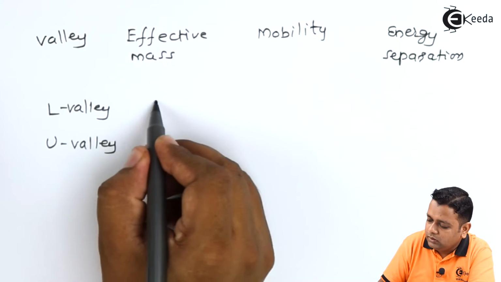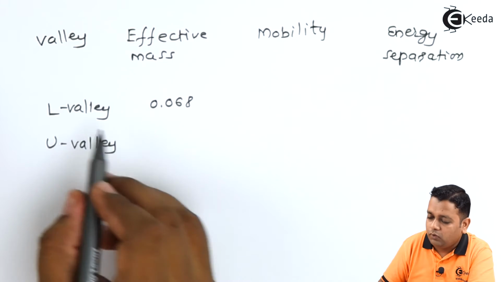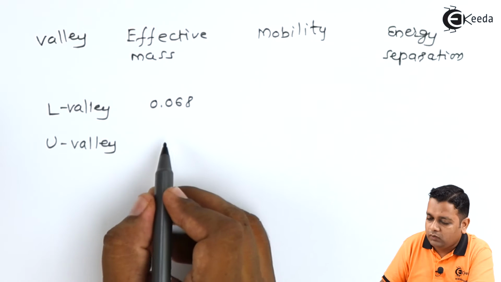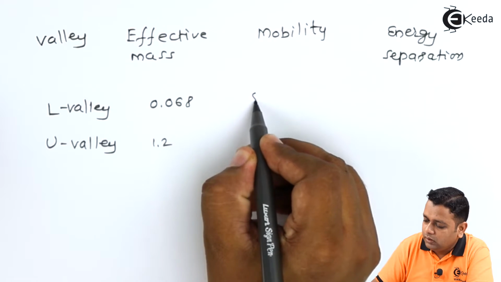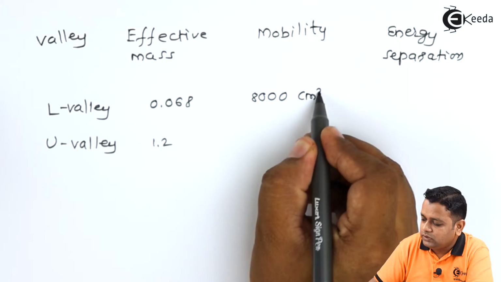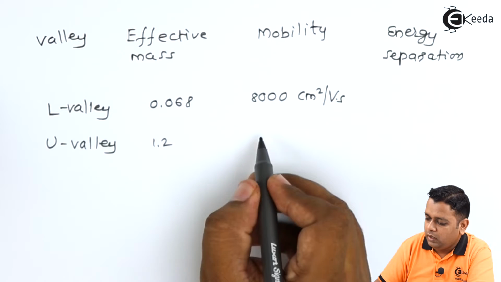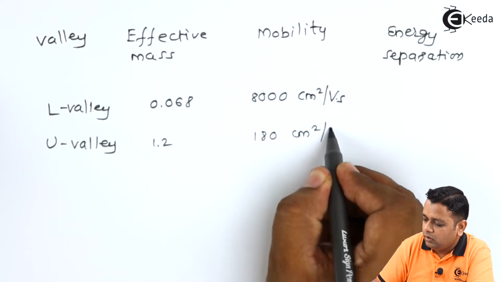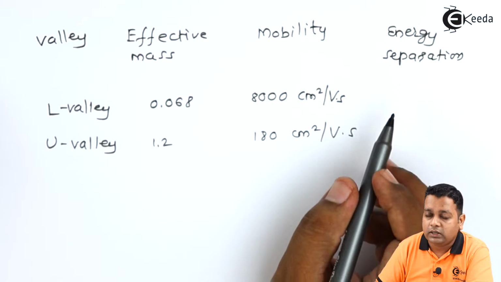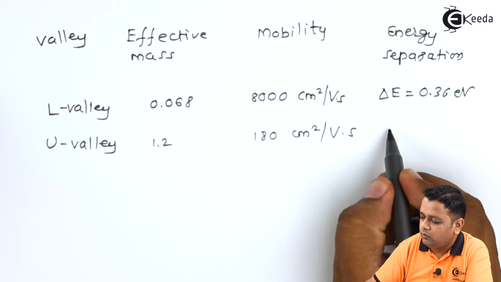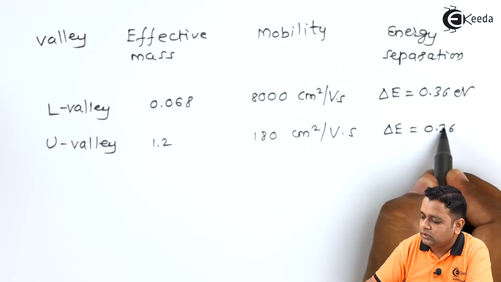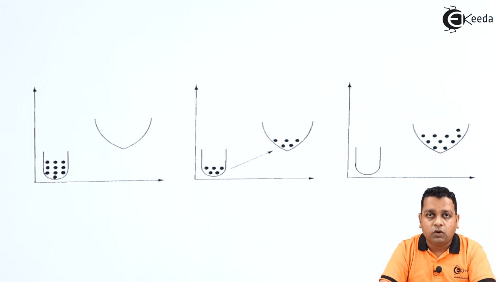So here we have the mass 0.068 for the lower valley, and the mass of the electron in the upper valley, which we have already shown in the diagram, is 1.2. The mobility of the electron in the L valley is 8000 centimeter square per volt second, and here it is 180 centimeter square per volt second. In both cases the energy separation is denoted by delta E equal to 0.36 electron volt. So as we have gone through the two valley model, we have represented the mobilities and masses of the electrons belonging to the lower valley and the upper valley.